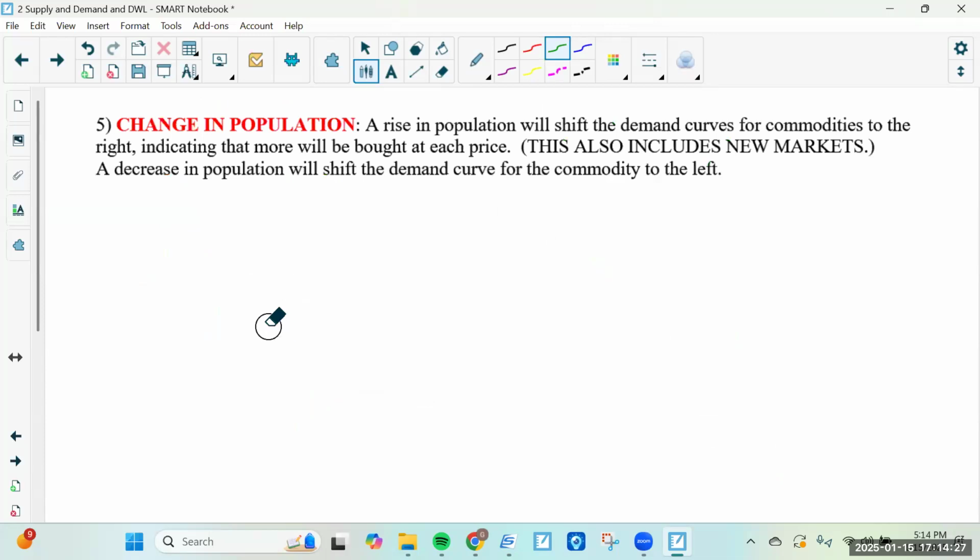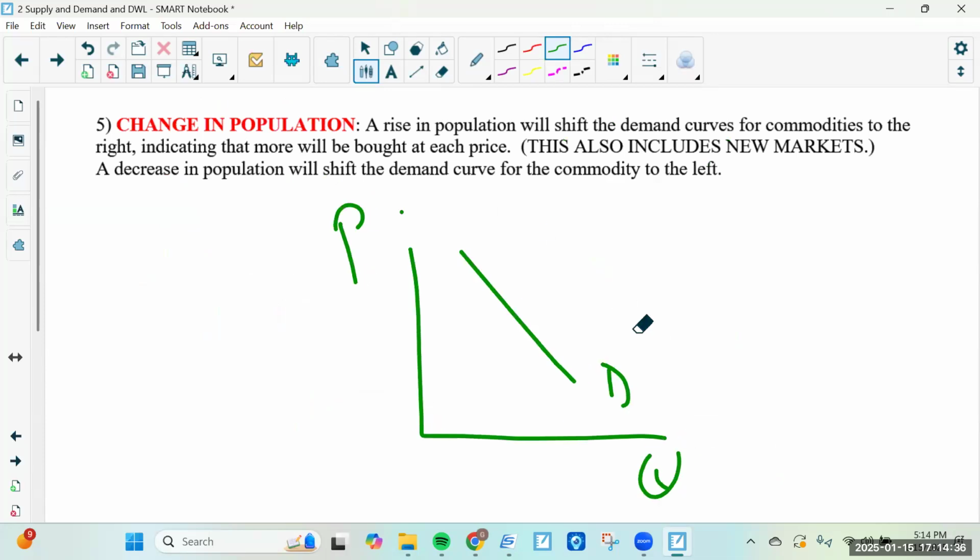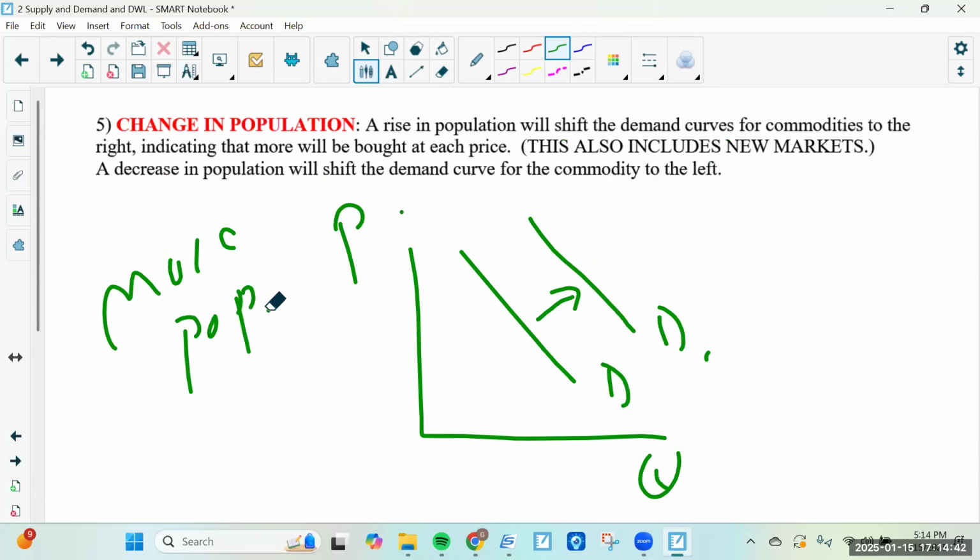Next one, population. More people, more buyers. That's the way it is. More people, more buyers. That means the demand curve shifts to the right. More people, more buyers. This is more population. And of course, all of these go the other way too.